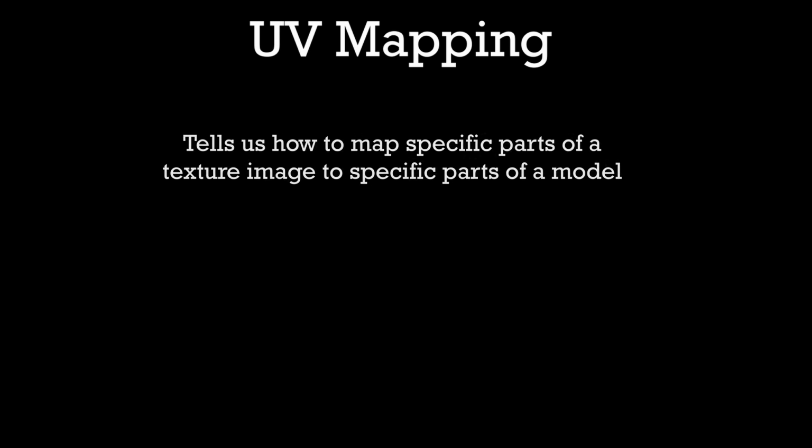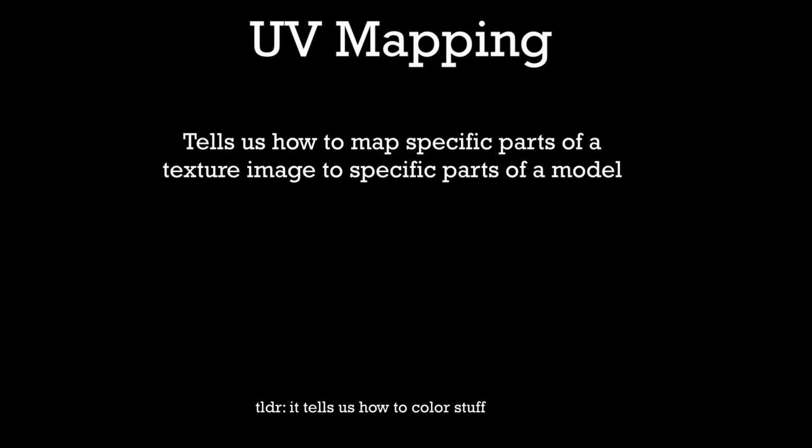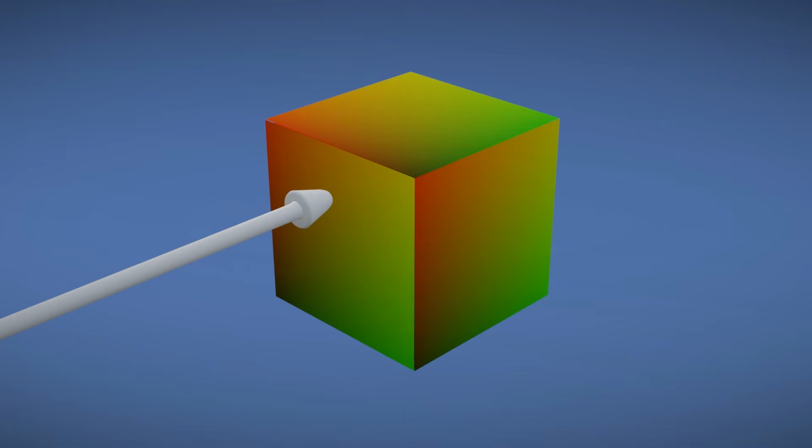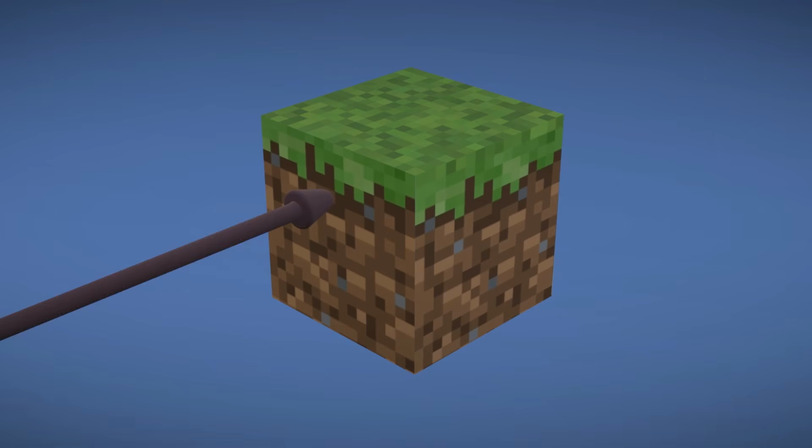UV mapping tells us which part of a texture image to show on each pixel. When a ray hits a block, we determine which face the ray hit. Top, bottom, side, etc. And then we compute UV coordinates, which go from 0 to 1, based on where on that face the ray landed. Then we sample the right texture using these coordinates. Now we've got color working.